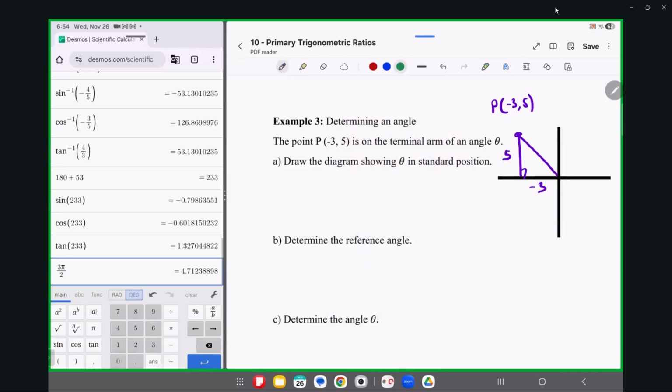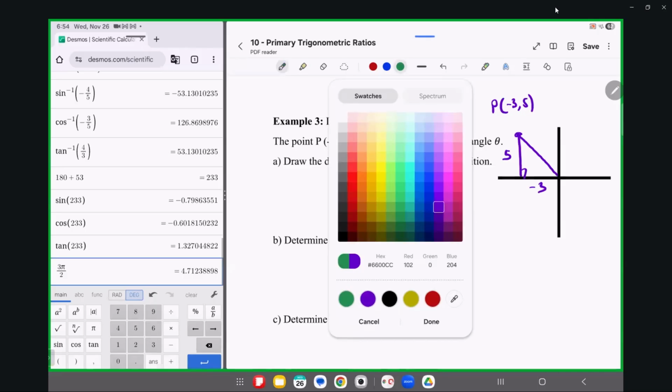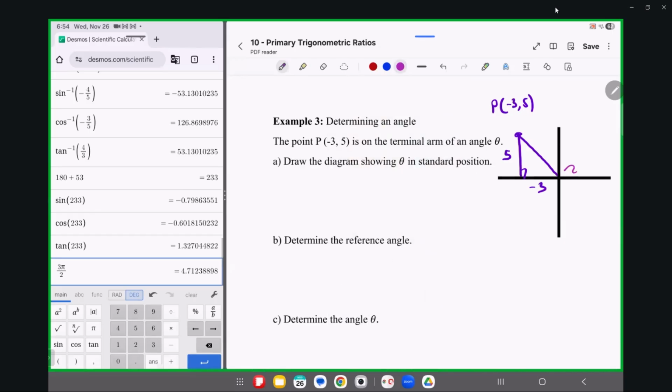Do we need the hypotenuse? Not yet. It doesn't say that we need it yet, so we'll just ignore it for now. But this is the angle theta we're interested in, so it's going to be a quadrant 2 angle. But they want us to first determine the reference angle. Here it's worth noting this 5 will be the opposite and the negative 3 will be the adjacent. So we'll just use the positive version, reflecting it back into quadrant 1, and consider this ratio instead.